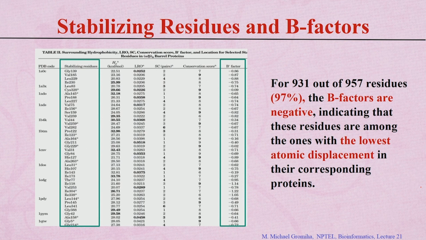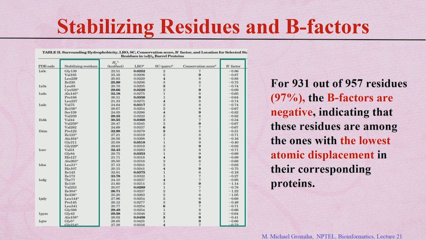Fine. So, now I identified some residues, I show the data for some of the proteins. So, these are the PDB codes, right, 4-letter codes, and see the stabilizing residues. So, for example, glycine 139, valine 185, right, leucine, isoleucine, and so on, several residues. They are the 4 parameters: surrounding hydrophobicity, long range order, stabilization center, and the conservation score. So, from all these numbers you can identify these, they are all very high, they met all the conditions, and if you see the B factors, most of them, for example, 931 out of 957, this is 97%.